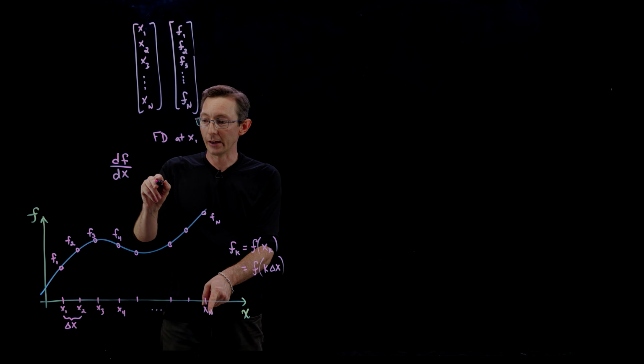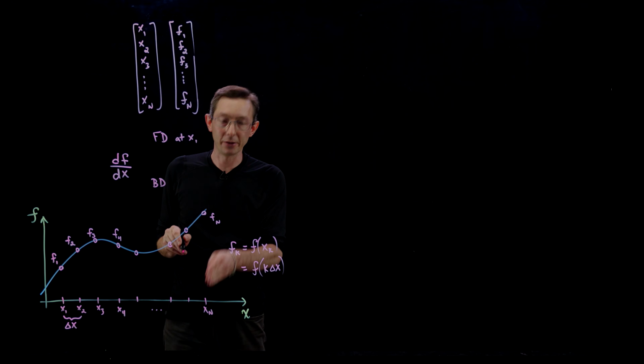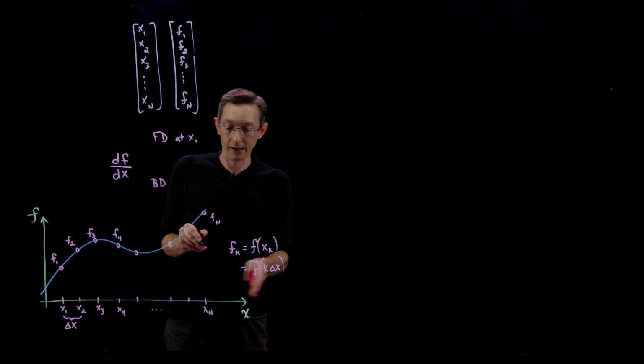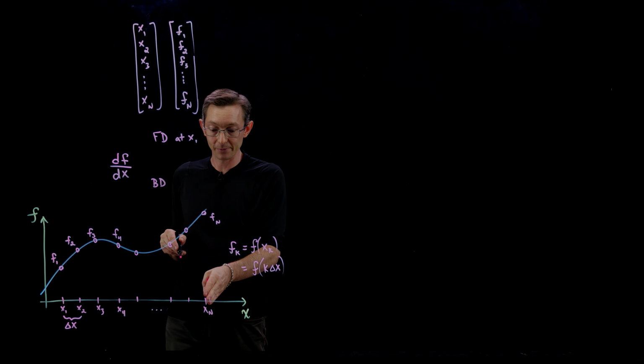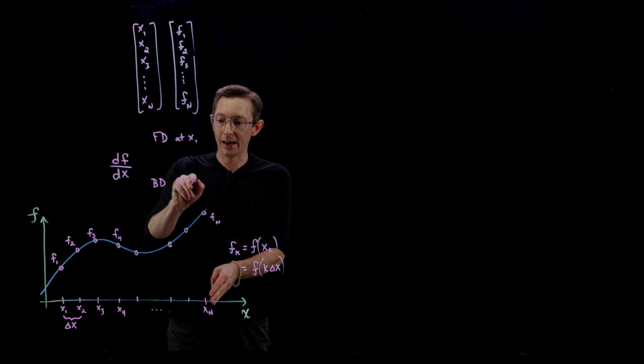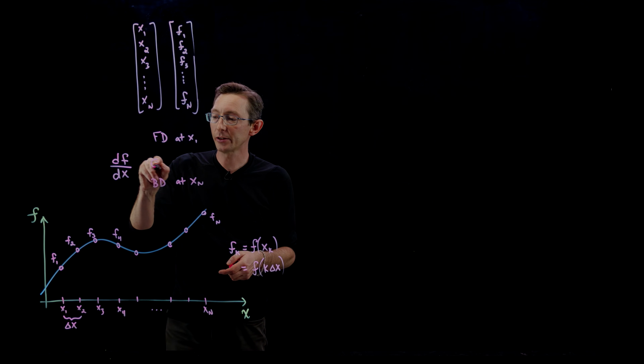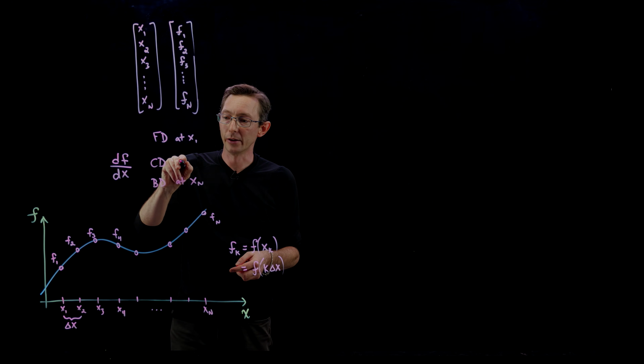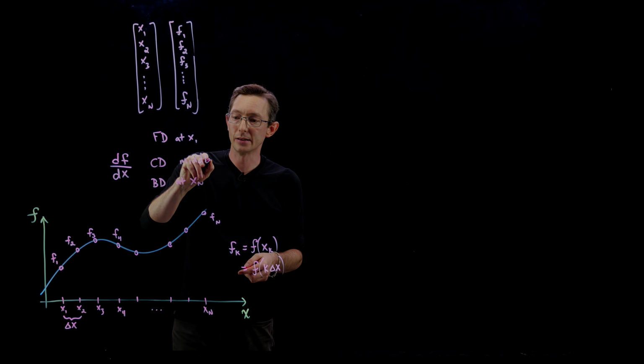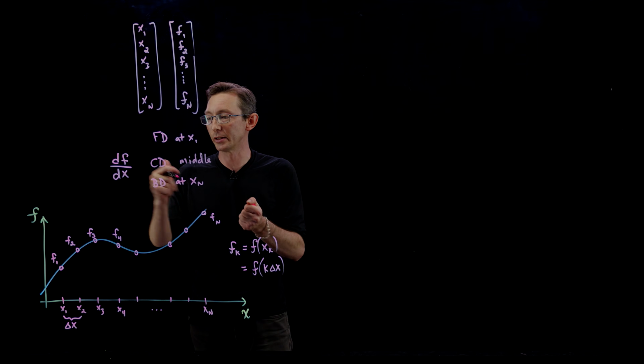Similarly, at the rightmost point, I have to use backward difference because I don't have a point past this rightmost point. I can't do central difference or forward difference. So I have to use backward difference at xn. And I can use central difference in the middle. So I'm just writing this down to be very, very complete. This is what I'm going to do.